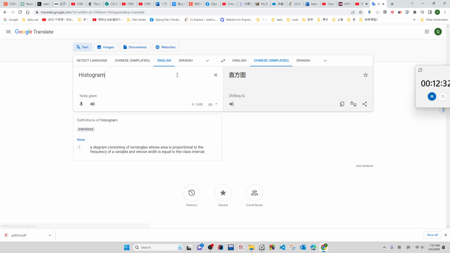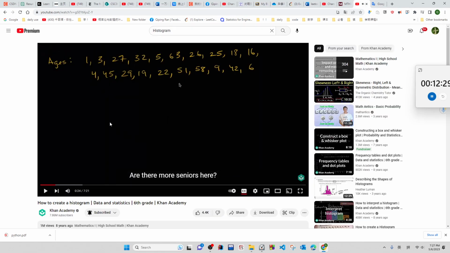Because you wanted to say, well, are there more young people? Are there more teenagers? Are there more middle-aged people? Are there more seniors here? And so when you just look at these numbers, it really doesn't give you a good sense of it. It's just a bunch of numbers. So how could you do that?